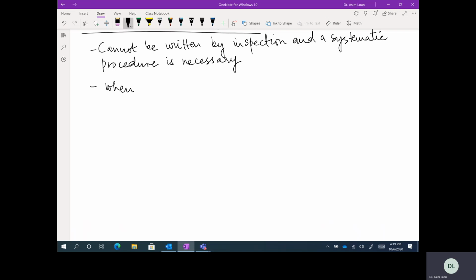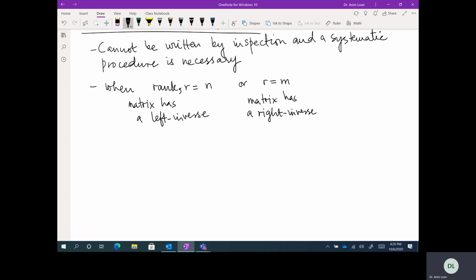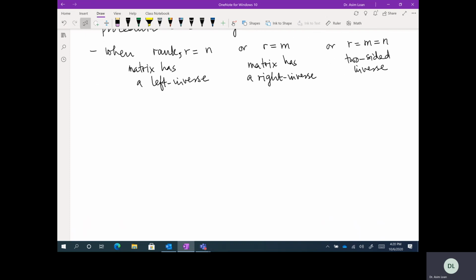When rank r is n, the matrix has a left inverse. When rank is m, the matrix has a right inverse, and we'll see by the end of this lecture why that is so. Or when rank is m equals n, the matrix has a two-sided inverse. This essentially means it's a square non-singular matrix. Okay, so we'll hopefully end the chapter by answering the uniqueness and existence properties of the inverse of a matrix.